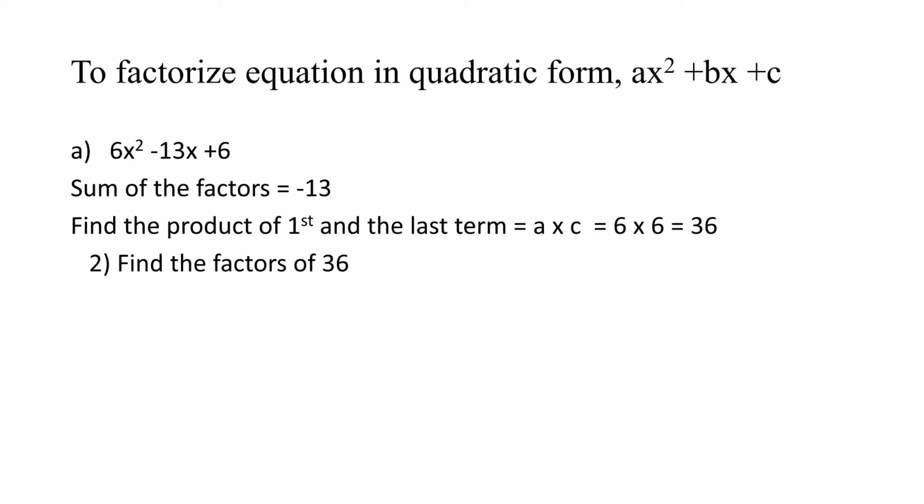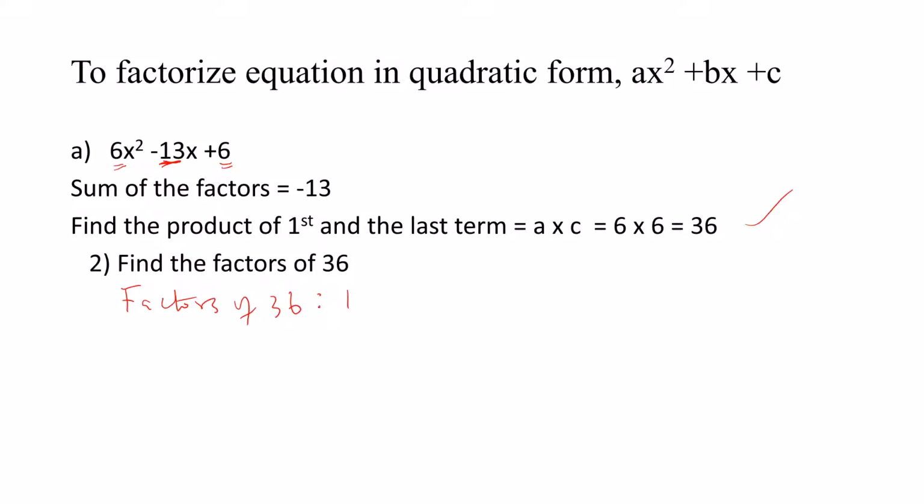A quadratic equation means it is of the form ax square plus bx plus c. So the question is 6x square minus 13x plus 6. Now the coefficient of x is the sum of the factors, and the product of the factors will be a into c, that is 6 into 6, 36. So the first step is to write the factors of 36.